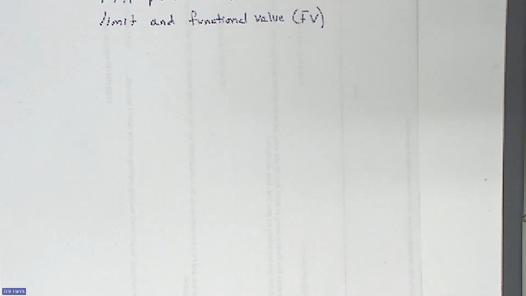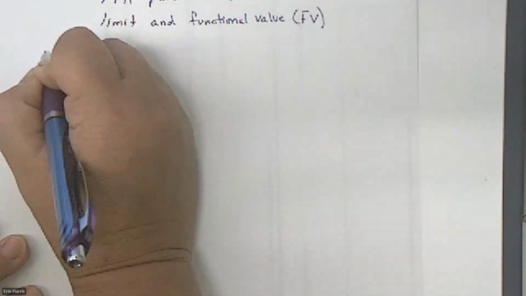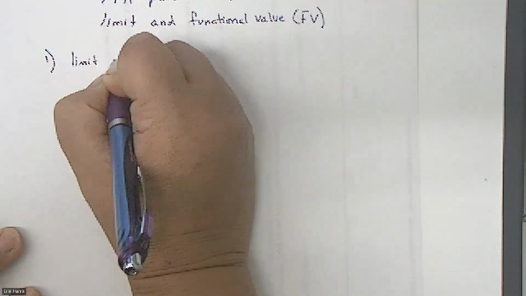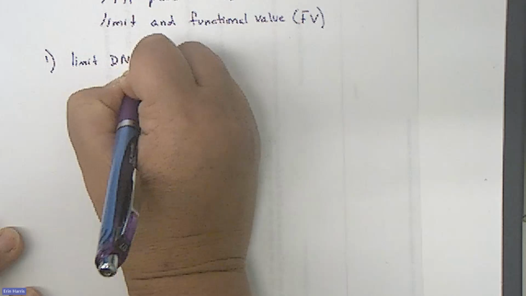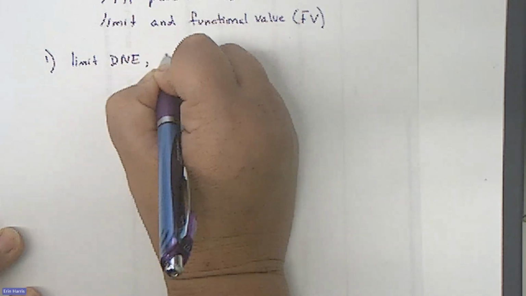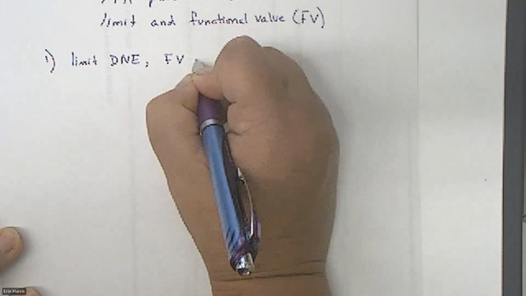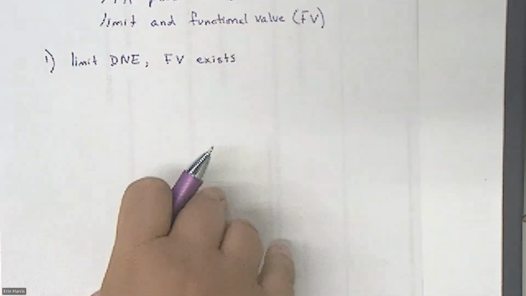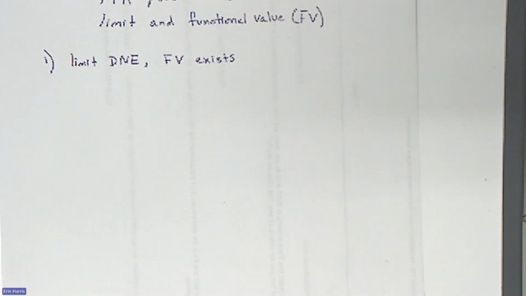Okay, so one thing that's possible is that the limit does not exist, DNE, but the functional value does. So we can have every possible scenario where one exists, the other doesn't, and then vice versa. We can have a scenario where neither exists. We can have a scenario where both exist. Okay, so every possible scenario here.